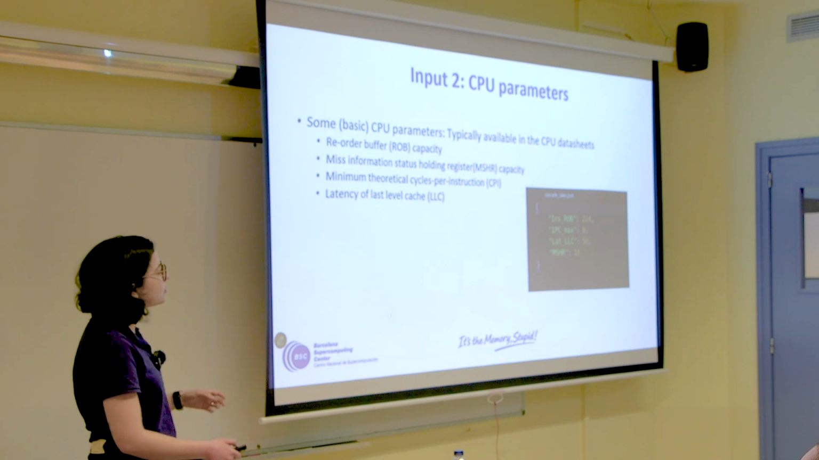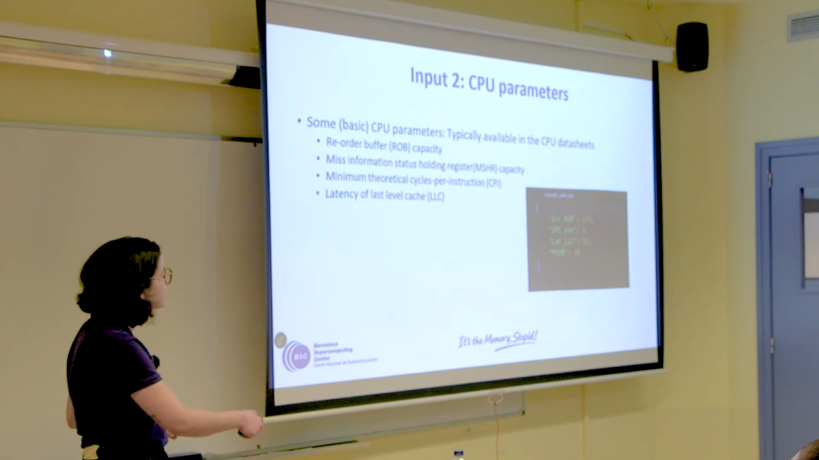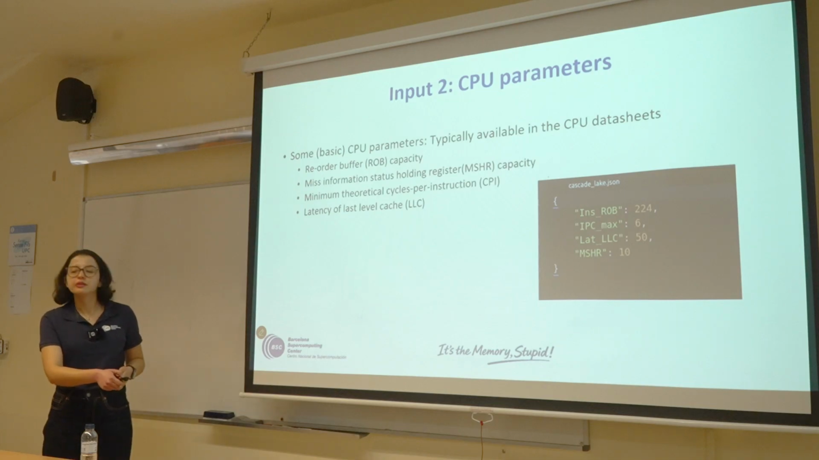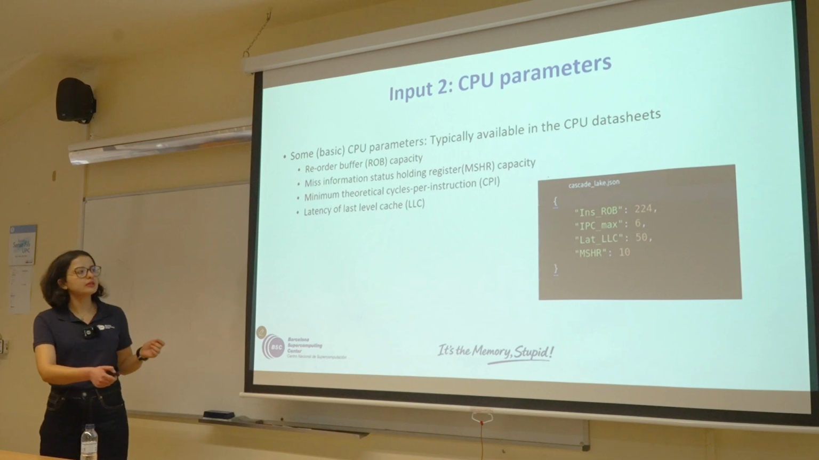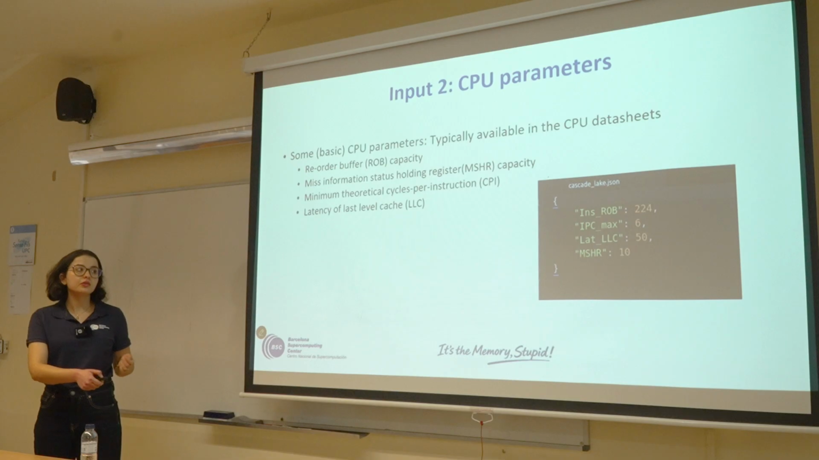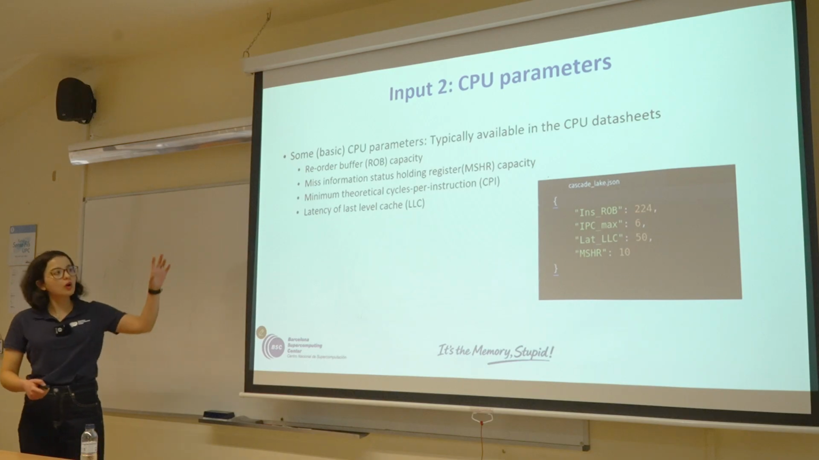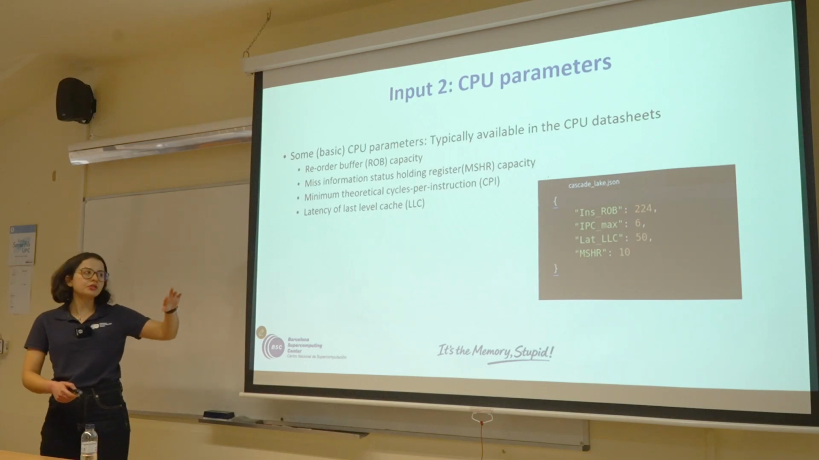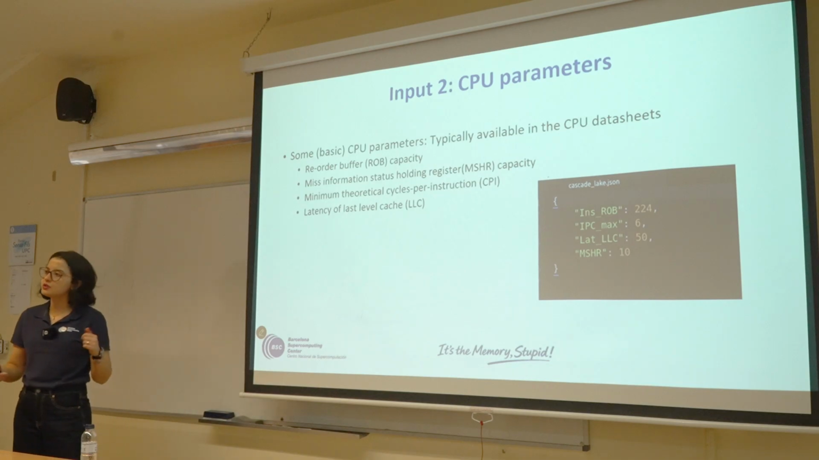And the format of the file you use for PROFET is similar to this one. It's a JSON file with the label of each of the parameters and the value. So if you want to use PROFET, you can copy this structure and change the values according to your system.